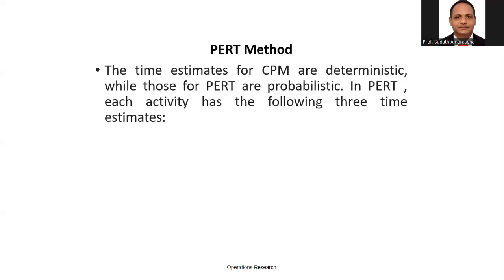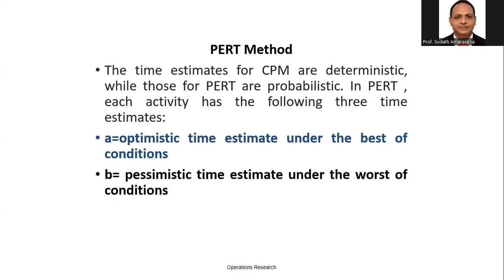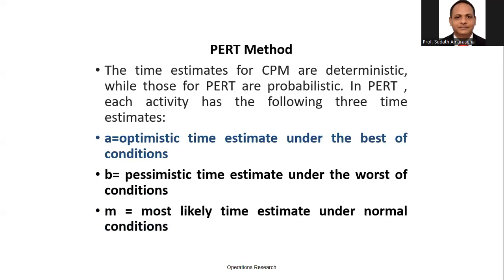Therefore, under the PERT method, we consider these changes and try to estimate each activity duration, considering three time estimates. The time estimates for CPM, critical path method, are deterministic, while those for PERT are probabilistic. In PERT, each activity has the following three time estimates. We call them optimistic time estimate under the best condition, pessimistic time estimate under the worst condition, and most likely time estimate under the normal condition.